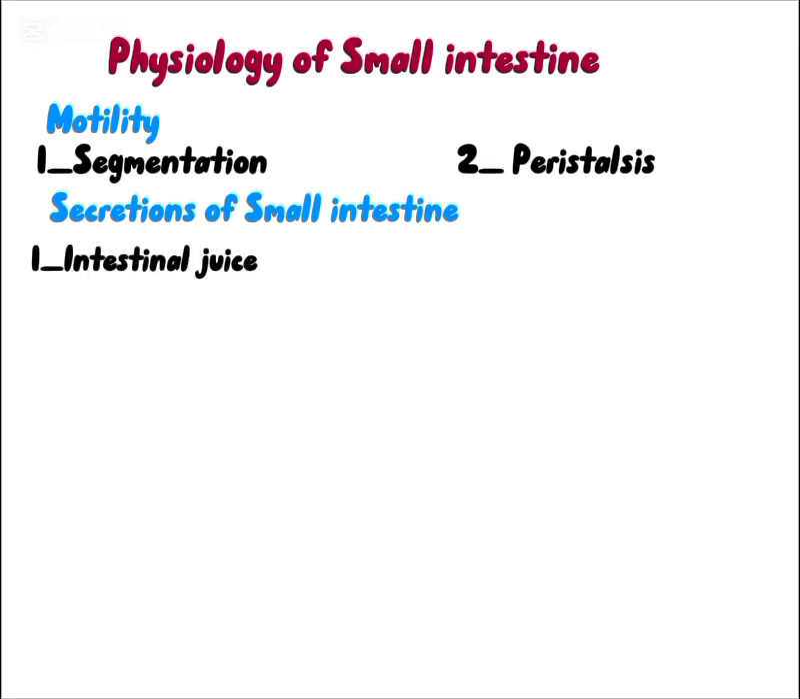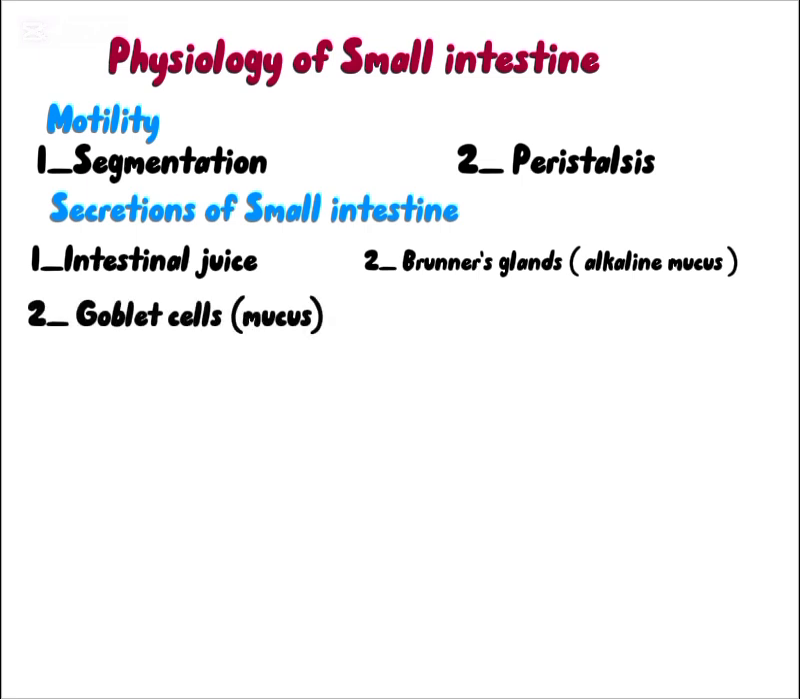Intestinal juice is produced by intestinal glands and it is enriched with water, mucus and electrolytes. Brunner glands that are located in the duodenum secrete alkaline mucus that neutralizes the acidic chyme. Goblet cells that are interspread between the enterocytes of the villi secrete mucus that helps in lubrication.